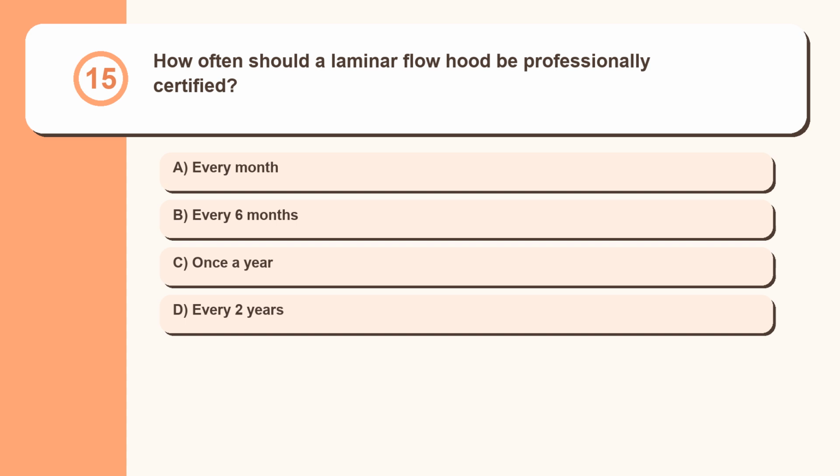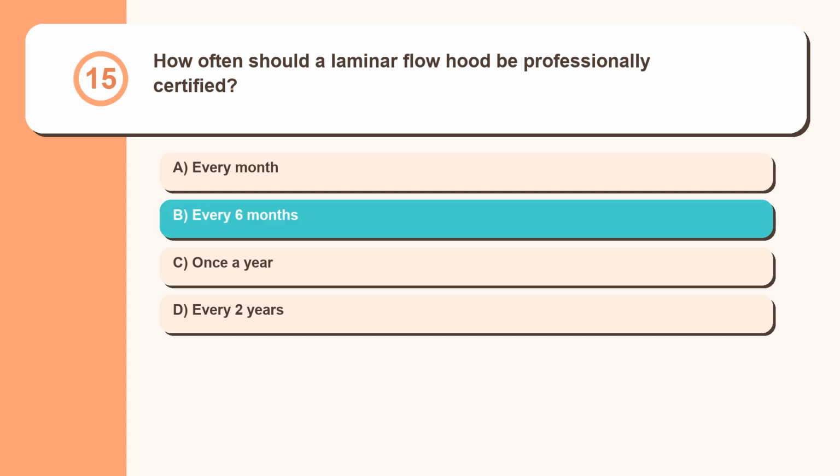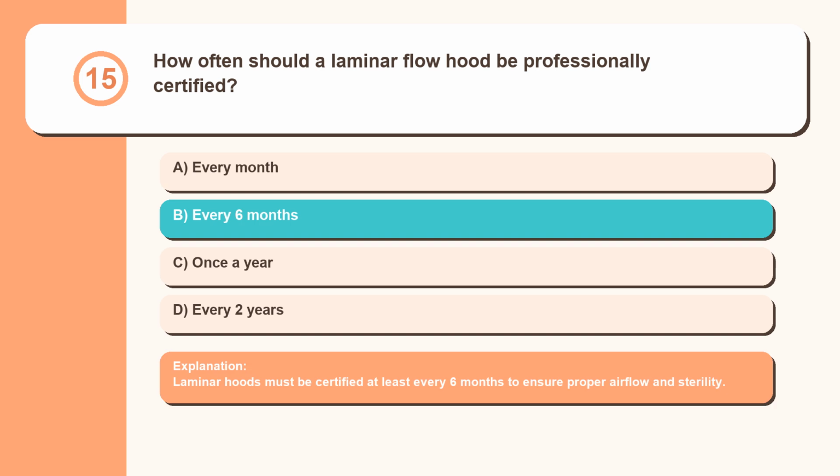Question 15. How often should a laminar flow hood be professionally certified? Every month, every 6 months, once a year, every 2 years. Laminar hoods must be certified at least every 6 months to ensure proper airflow and sterility.